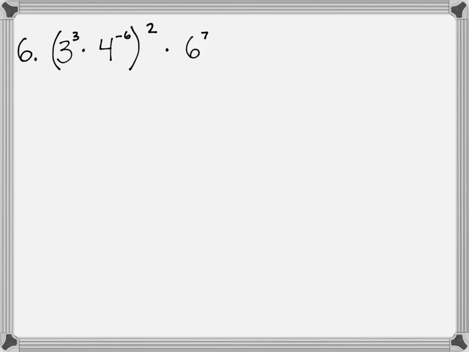In problem number 6, we have these two parts here, 3 cubed and 4 to the negative 6, all being squared. And so this is essentially saying that we have powers being raised to another power, which is multiplication. So we're going to distribute that 2 to both of the exponents, and we end up with 3 to the 6th and 4 to the negative 12th, and then we still have 6 to the 7th. But now we can't combine these because they're not like bases.